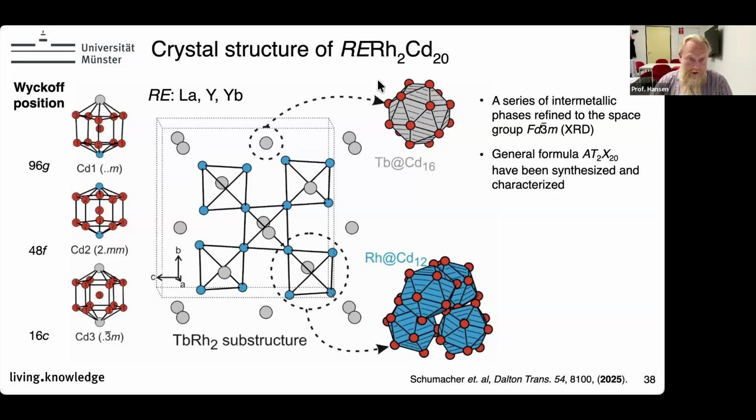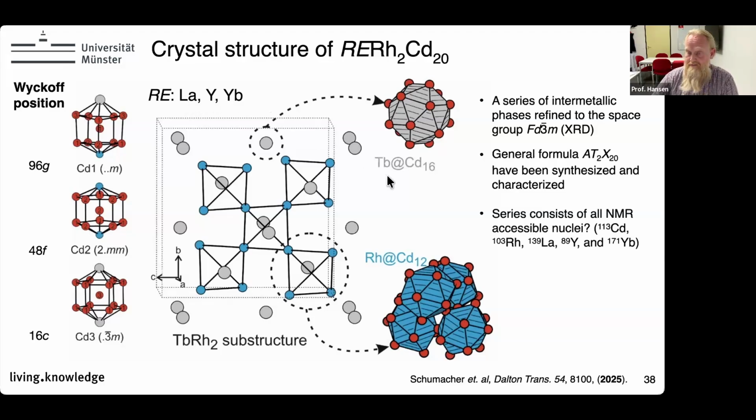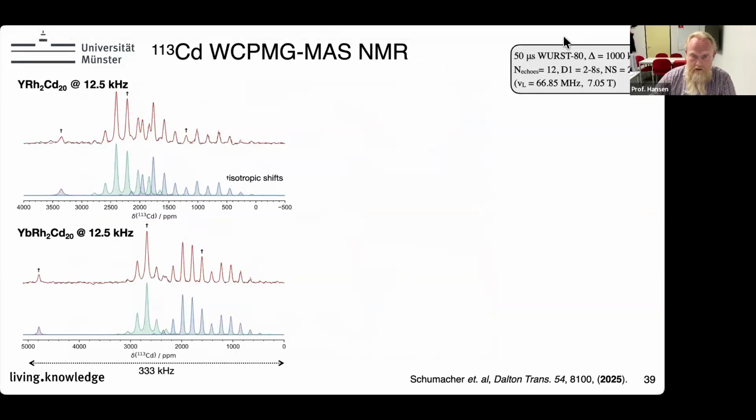Of course, if you look at the formula, you have lanthanum, yttrium, or ytterbium in here. In principle, you should be able to do NMR on all of them, right? They are all NMR active. Again, some of them are probably more challenging than others, but it should in principle be possible. And yes, it is. So what we did first, of course, was cadmium. In this part, I've mentioned all the experimental parameters up in the right. I'll not go too much into the detail about them.